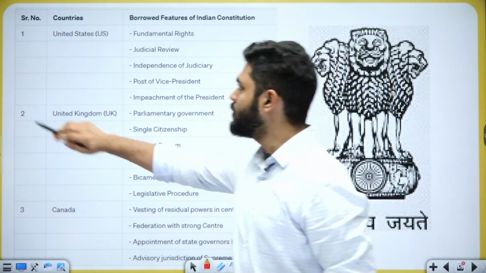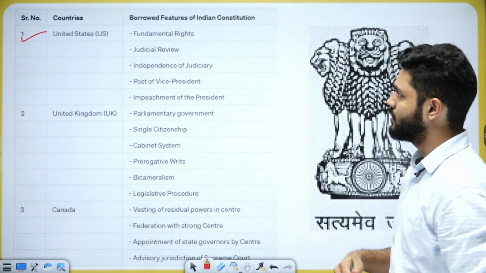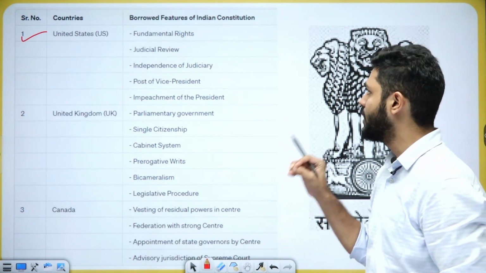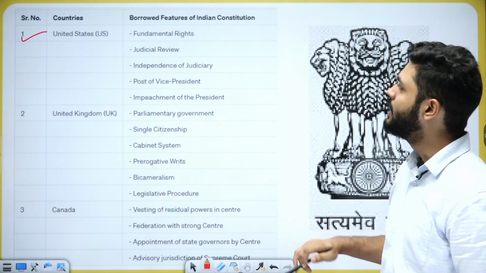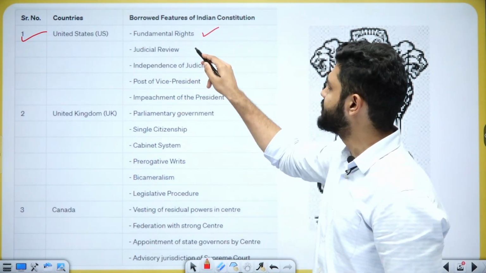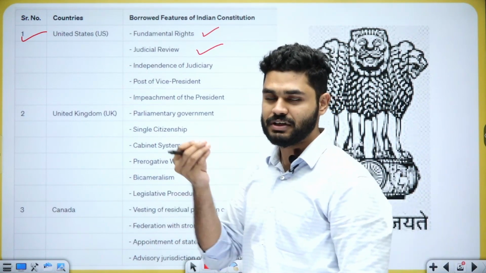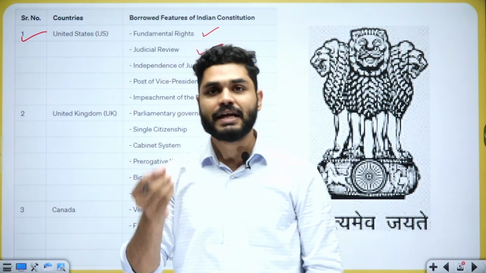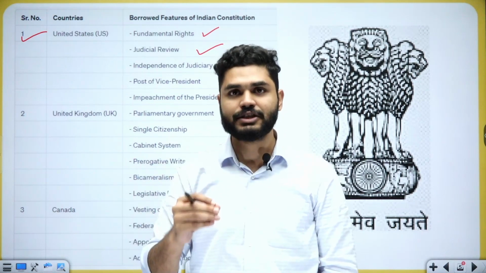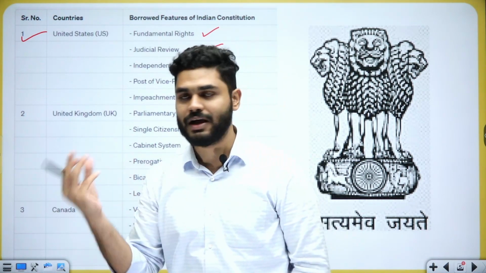So number 1 is United States of America. From here we took these features and incorporated them into our Indian Constitution. Number 1 is fundamental rights. Number 2, judicial review, the power of Supreme Court or the High Court to review whether a law which has been made stands the test of law, or stands the test of constitutional viability.